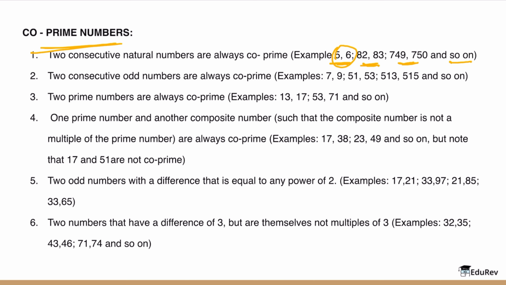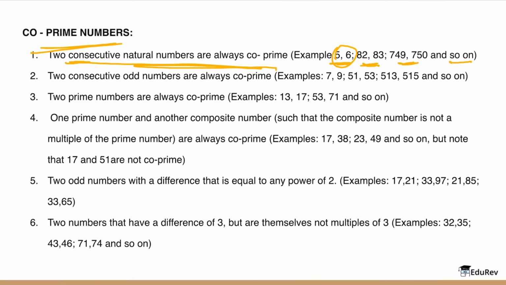Okay, so I hope you are understanding what CoPrime numbers are. See, CoPrime numbers are a pair of numbers that do not have any common factor other than 1. So if there are any two numbers that do not have a common factor other than 1, they are CoPrime numbers. And that is the reason why this property arises in the first place, that two consecutive natural numbers are always CoPrime numbers because they do not have any factor other than 1.